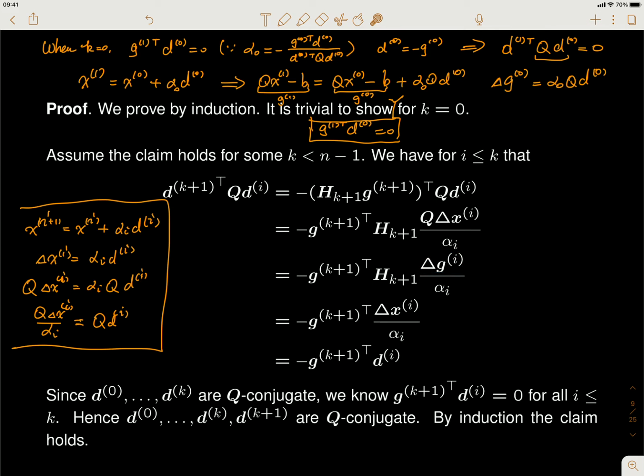Okay, and then recall the property of the HK. We'll assume that HK satisfies the Quasi-Newton's property. So the H(k+1) multiplied to delta GI, where I is less than or equal to K, will always give us the delta XI. So that's why this part will be just the delta XI. But the delta XI divided by alpha I will be just the DI. So that's why we'll have just this DI. Okay, and then we reduce to this: G(k+1) transpose DI.